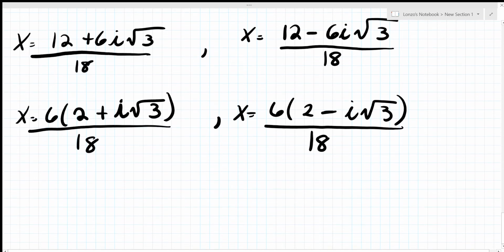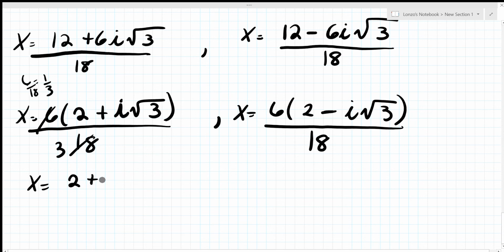And then let's see here, we can simplify. Let's look at the numerator and denominator. We have a 6 and an 18. This can be reduced, right? It's like saying 6 over 18, it just reduces to 1 over 3, right? So you're left with 1 times this, which is just 2 plus i square root of 3 divided all over 3 now.